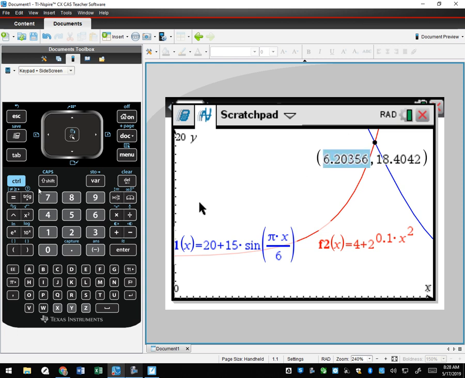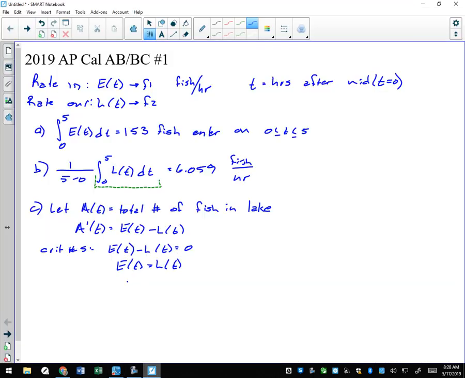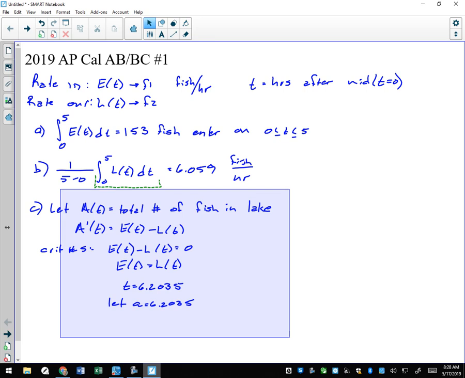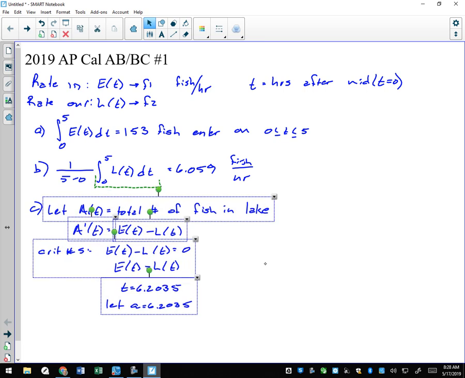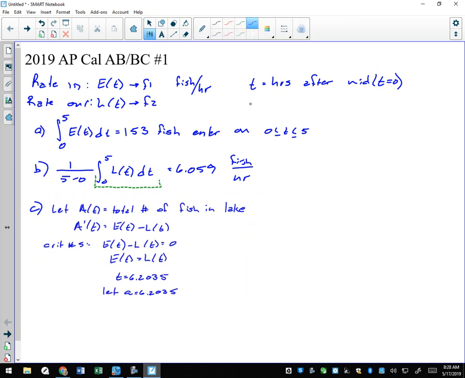6.20356. I'm going to store that because I will use that answer in just a minute. 6.2035, which I am storing for A. Let A equal 6.2035. And then we now need to see at what time, what is the question? At what time is the greatest number of fish in the lake? And so I'm going to find the actual number of fish at all of the candidates. You want to test your endpoints, and you want to test your critical numbers.